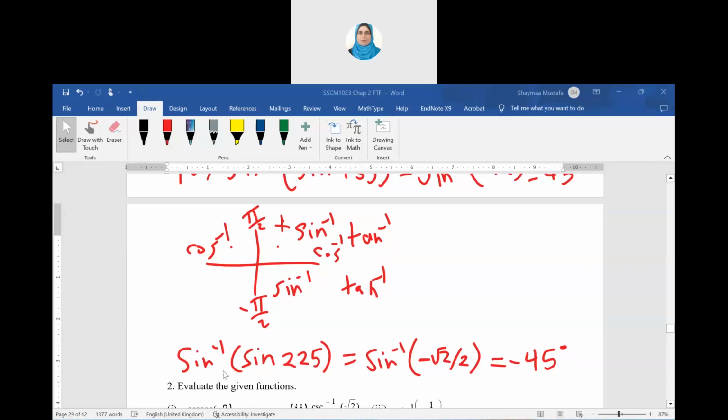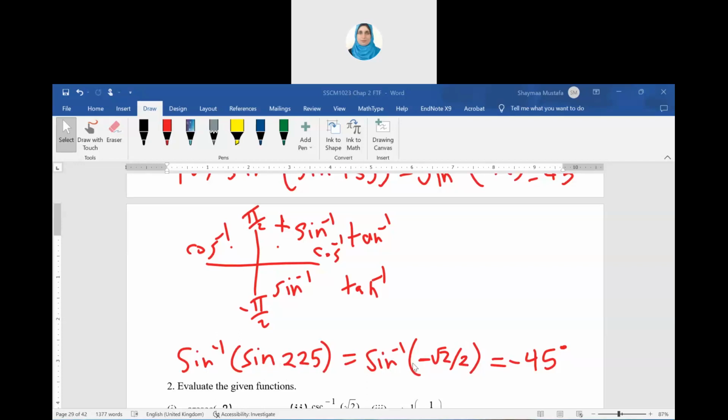I give you another example, sine inverse of sine 225. This one is not equal to 225 because 225 is not in the first or the last quadrant. It is here, so it is not within your range of sine inverse. So it cannot be equal to 225. How can I calculate this one? I calculate the inside first. Sine 225 is minus root 2 over 2.